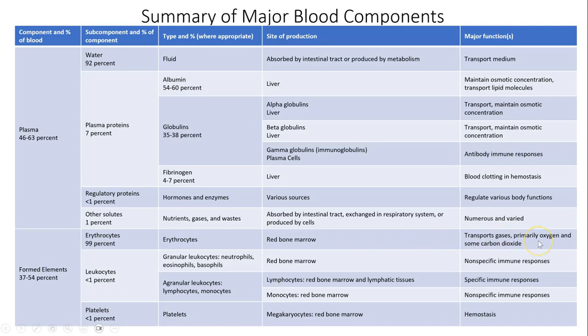Erythrocytes are going to transport gases. Those white blood cells, again, are part of our immune system. And then platelets are important for hemostasis, which is a part of homeostasis. This is that maintenance of blood loss. So if we have that damaged blood vessel again, that's going to help prevent too much blood from being lost.